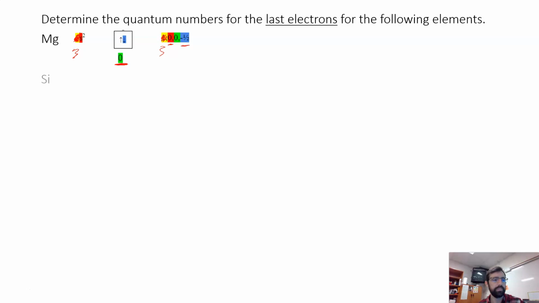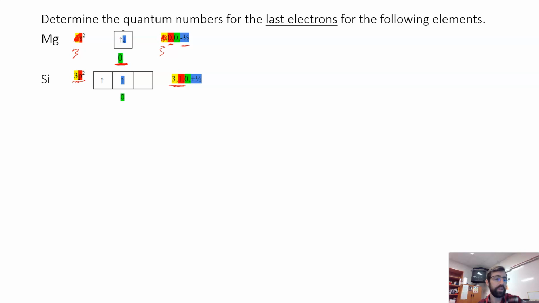Let's check the next one. Silicon. All right, I'm looking at my periodic table right now. Silicon's in the 3rd row, the P block, and it is the 2nd element. So that would be 3p2 is how it's going to end. 3p2. So 3 tells me the first quantum number. P tells me it's going to be 1, because remember, it's S is 0, P is 1, D is 2, and F is 3. So they go in order S, P, D, F for the 2nd quantum number.